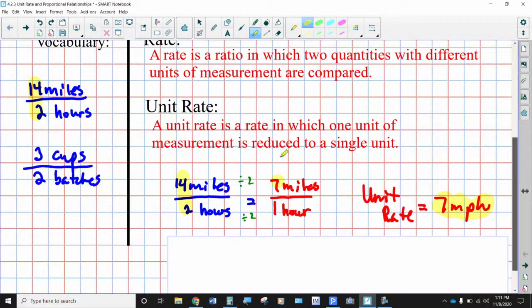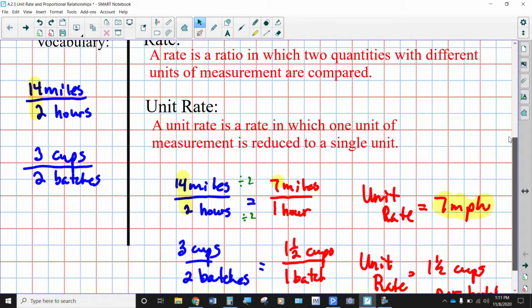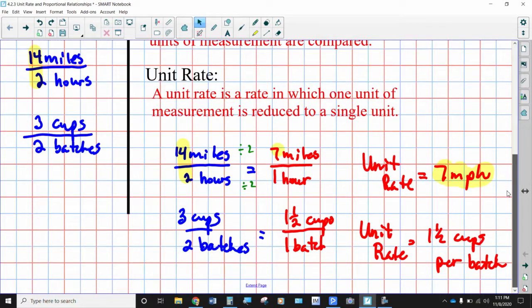Here, if we want to figure out how many cups per batch, we're going to have to change it from 3 cups in 2 batches to a certain number of cups in 1 batch. Same exact idea. We're going to have to divide both the top and the bottom number in these ratios by 2. And so essentially what that becomes is 3 divided by 2 ends up being 1.5. So we'll just say that the unit rate is 1.5 cups per batch.